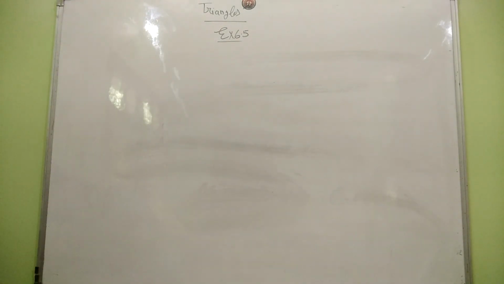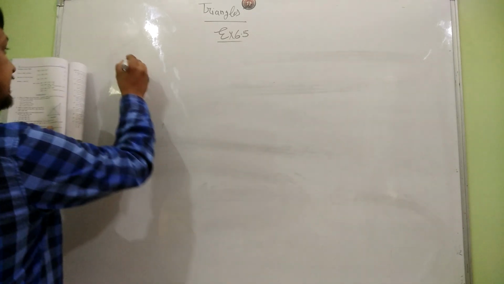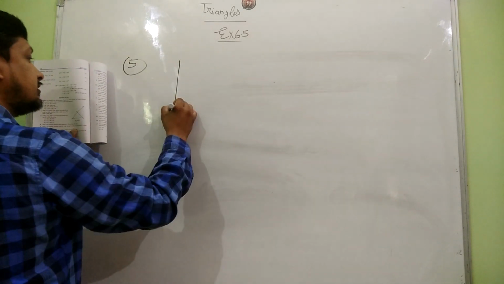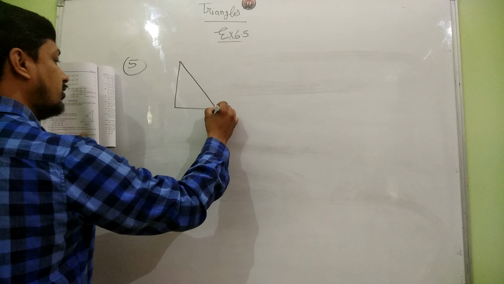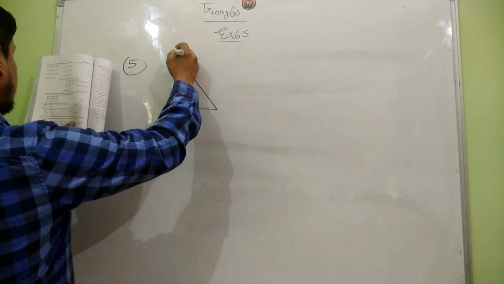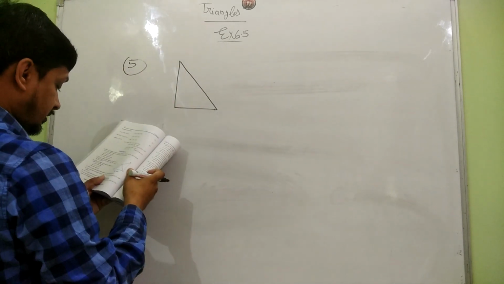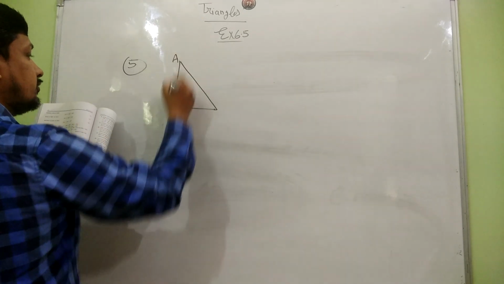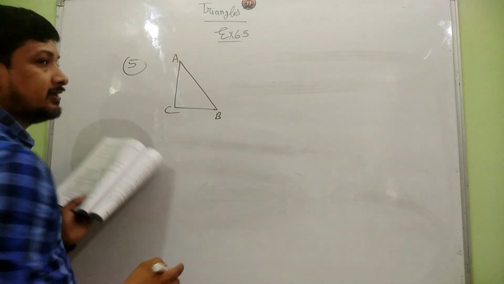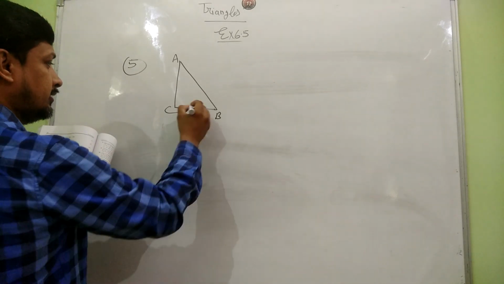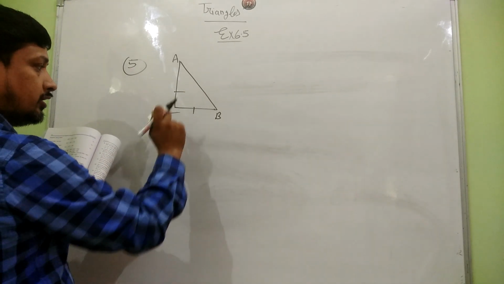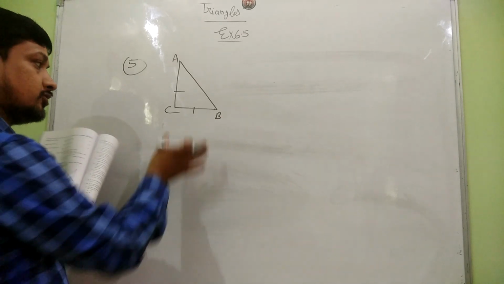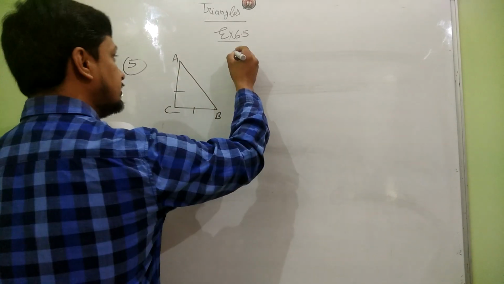So question number 5 is, ABC is an isosceles triangle. This time the triangle is only isosceles. AC is equal to BC. So I will make the figure as in the previous question, but here it is not given that angle C is 90 degrees. It is only given that this triangle is isosceles.